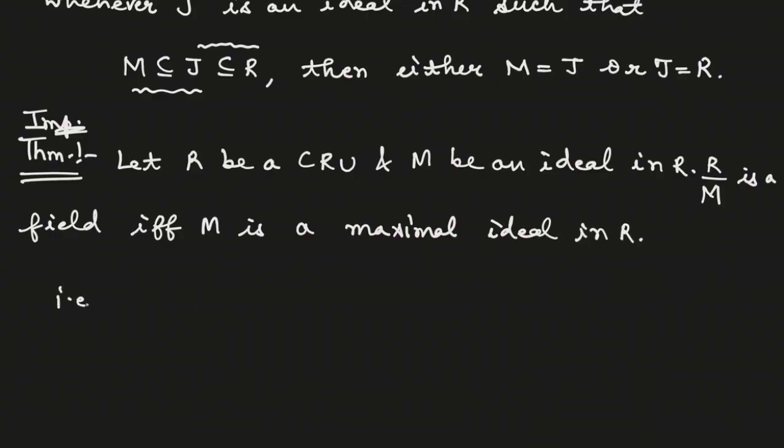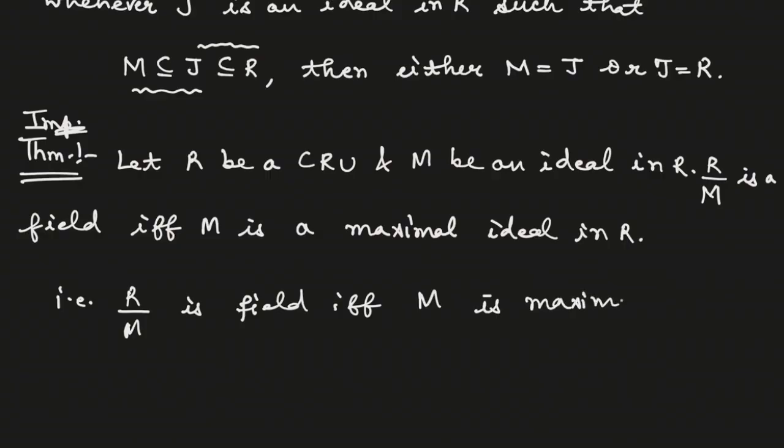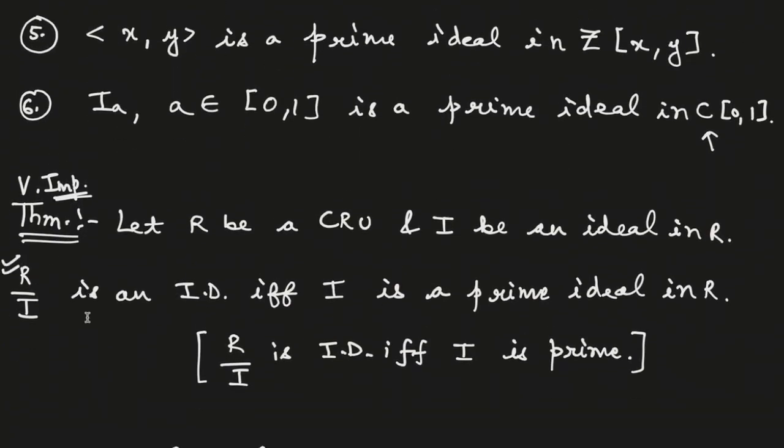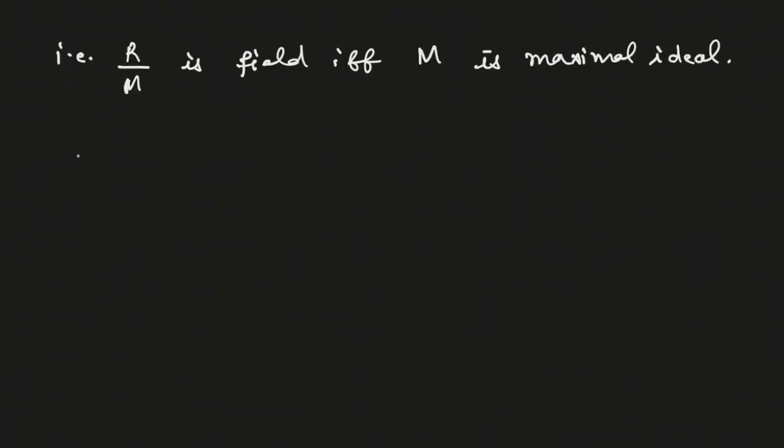That is, R by M is a field if and only if M is a maximal ideal. This theorem and this theorem, both these theorems are useful in MCQs. Now let us discuss some examples of maximal ideal.